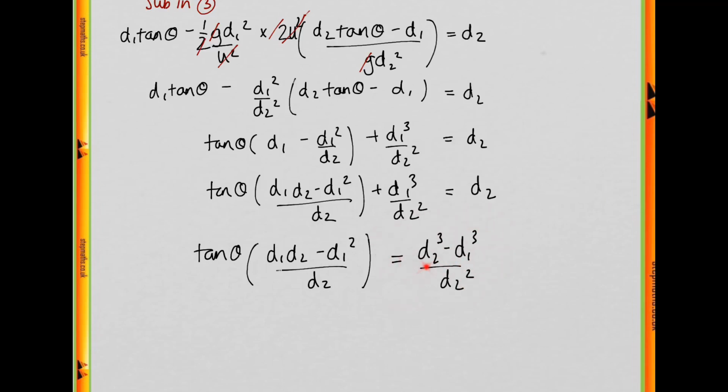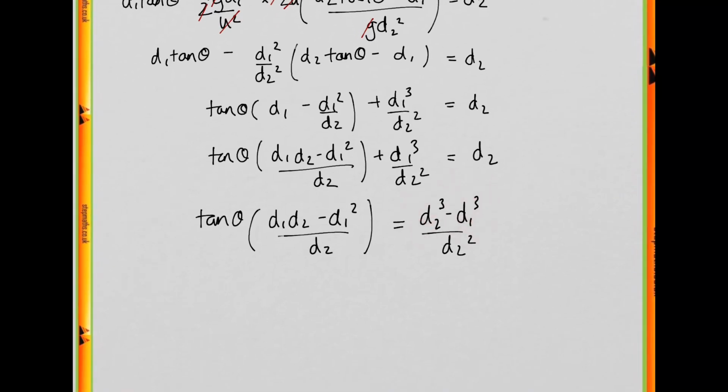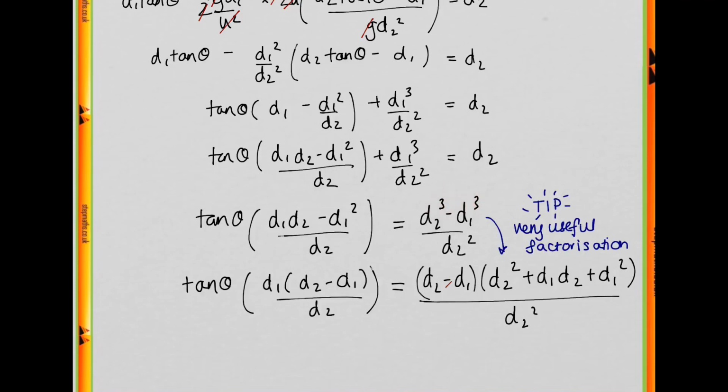Now, if you know a very handy tip on how to simplify or factorize this, have a go at doing that yourself. So actually, d2 cubed minus d1 cubed has a very handy factorization that you should try and put to memory, or d to the n minus d to the n. This can be an n anywhere. So remember this tip, it comes out as d2 minus d1 times d2 squared plus d1 d2 plus d1 squared. And if you multiply these two brackets, you should be getting this.